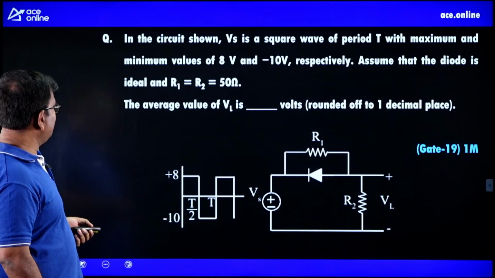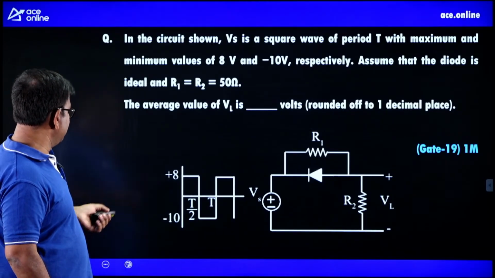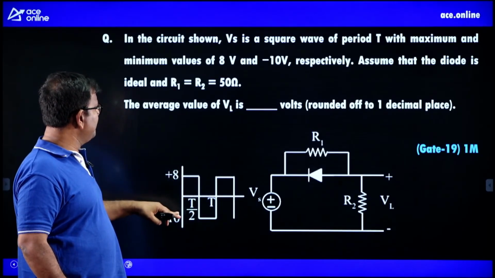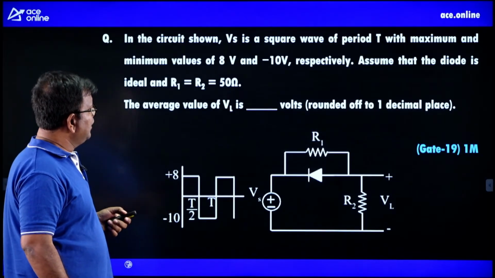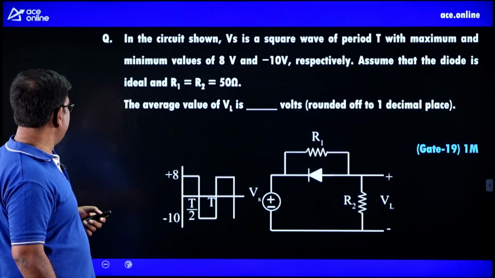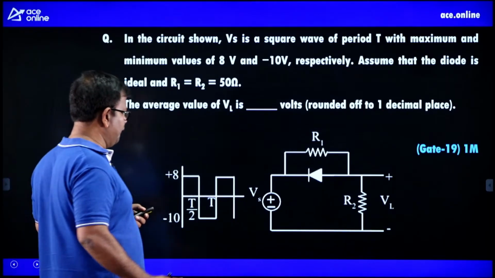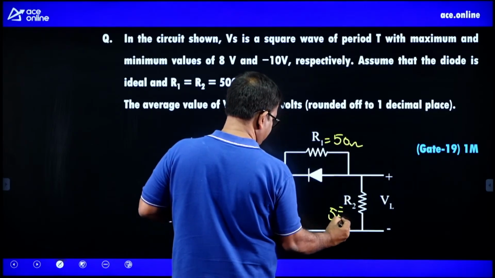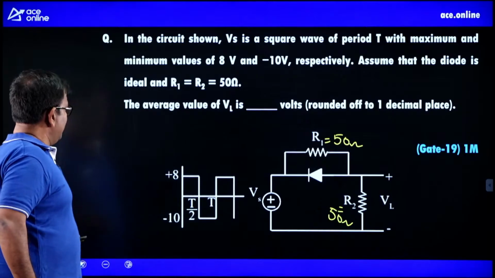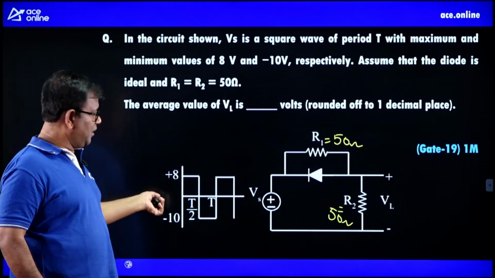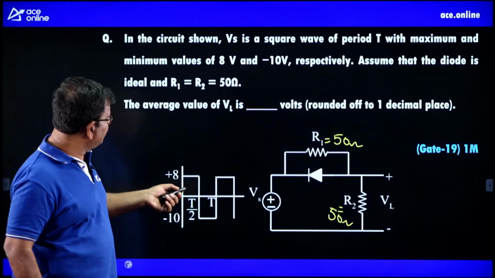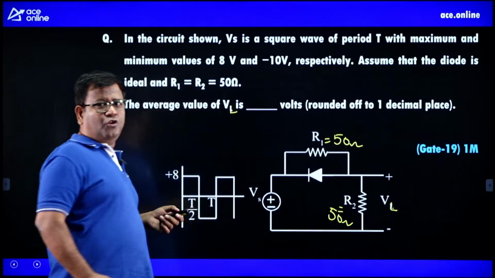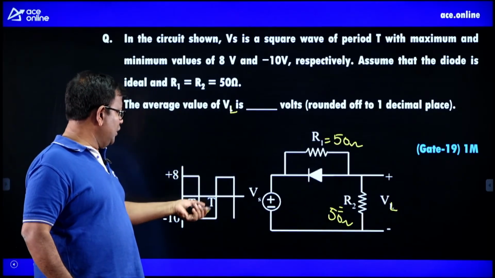In the circuit shown, Vs is a square wave of period T with maximum and minimum values 8 and minus 10, assuming the diodes are ideal and R1 and R2 are 50 ohms. So this guy is 50 here and this guy is also 50. So the average value of V1, or VL, which is the load voltage, right? So how do we solve this problem?